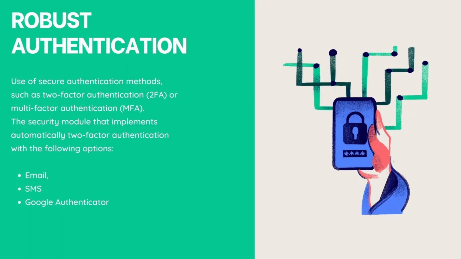Now, each of the security modules includes a robust authentication system. Now, you can use secure authentication methods such as two-factor, which is 2FA, or multi-factor MFA. The security modules implement automatically, with a click of a button here and there, some very basic options that are required for this. And that would then be the two-factor authentication via email, SMS, and even the Google Authenticator. And all of those are built directly into each of those modules, and you can apply them as needed.